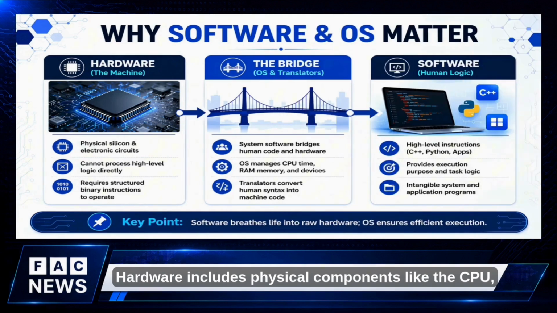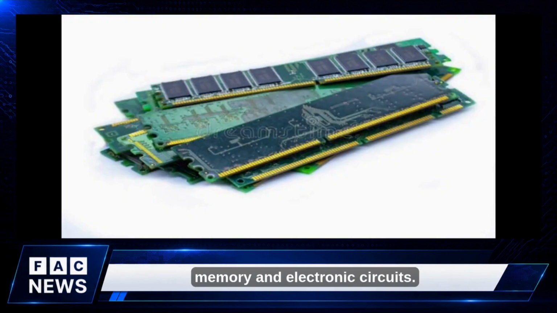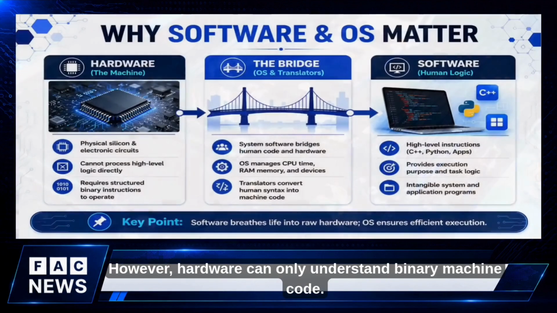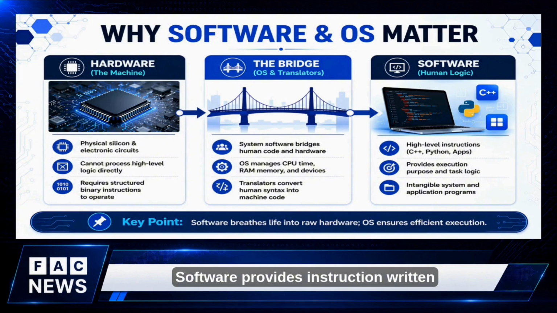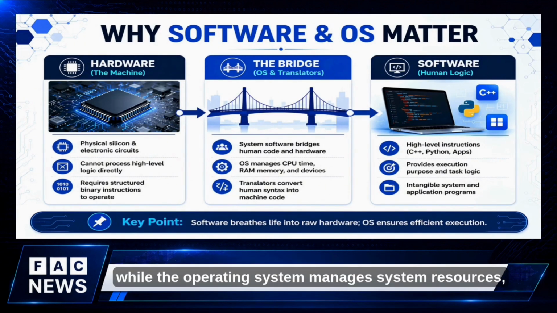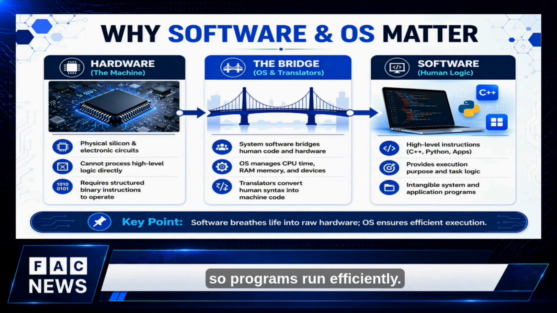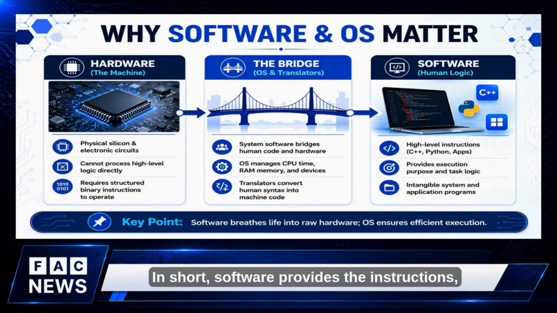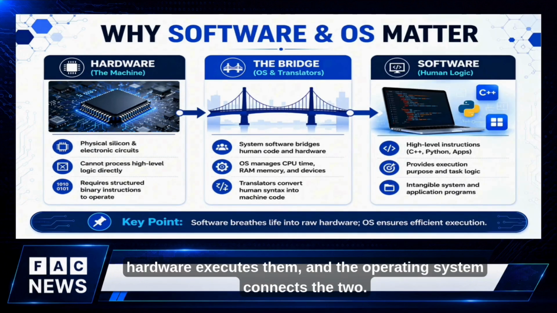Hardware includes physical components like the CPU, memory, and electronic circuits. However, hardware can only understand binary machine code. Software provides instructions written in languages like C++ and Python. The operating system and language translator act as the bridge between software and hardware. Language translators convert high-level code into machine code, while the operating system manages system resources so programs run efficiently. In short, software provides the instructions, hardware executes them, and the operating system connects the two.